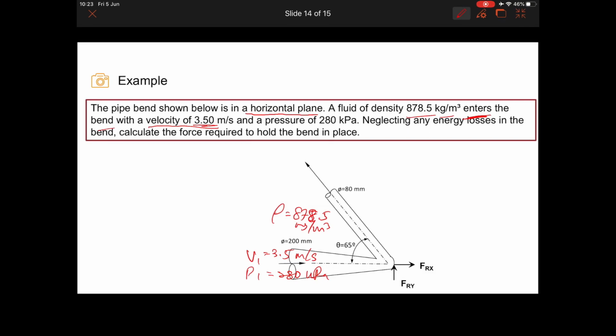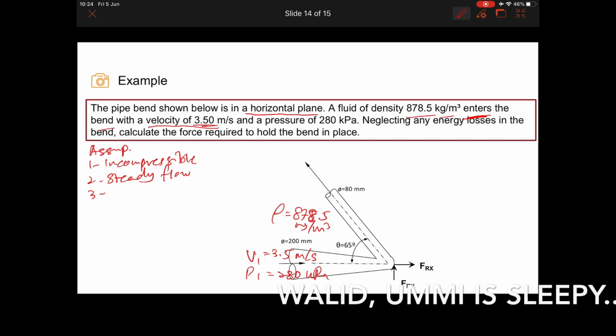So give the assumptions: the flow is incompressible, steady flow, and the third one is frictionless.